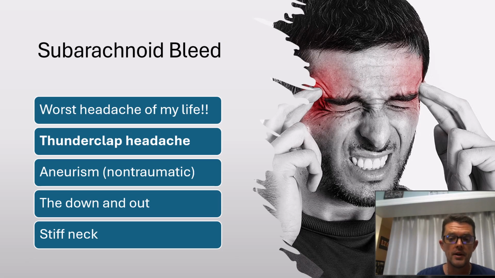So here's my favorite, the subarachnoid bleed. Okay, here are some descriptive terms that they use with the subarachnoid that they don't use with anything else. The big one is the headache. This is the worst headache of my life. Or sometimes they'll use the term thunderclap headache. If they use that terminology, boom, that's your guy. Search in your answers for that. That's your guy. The other thing is it's probably non-traumatic.